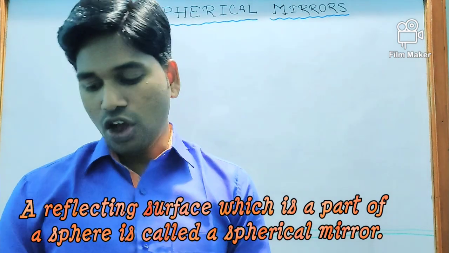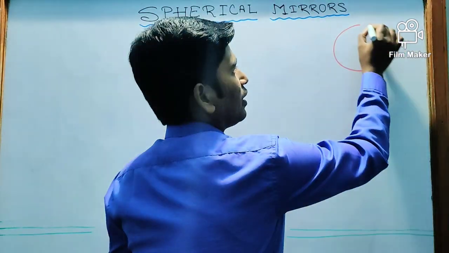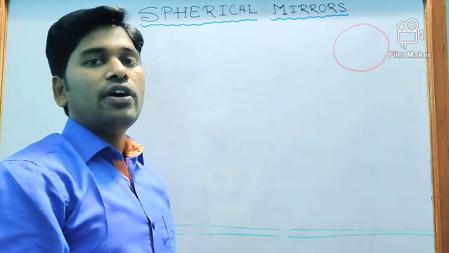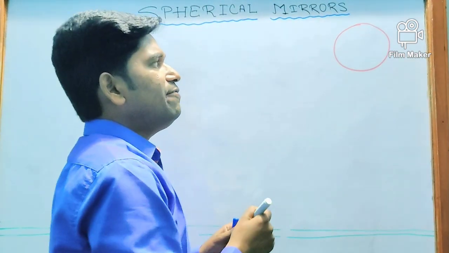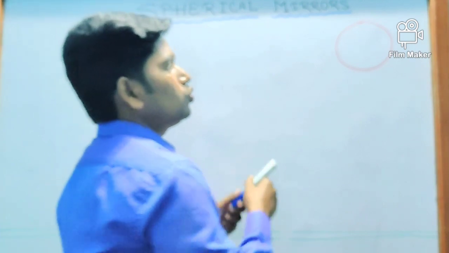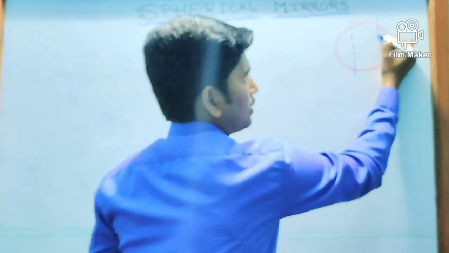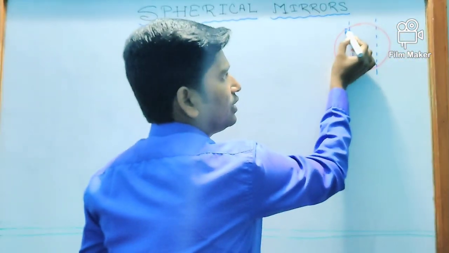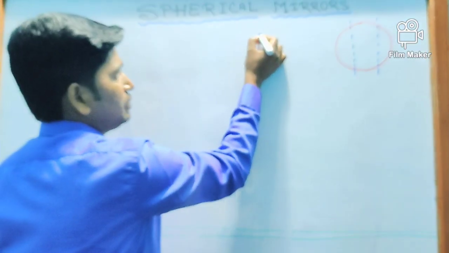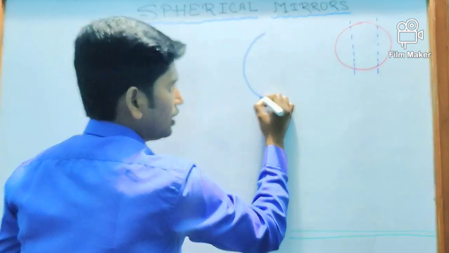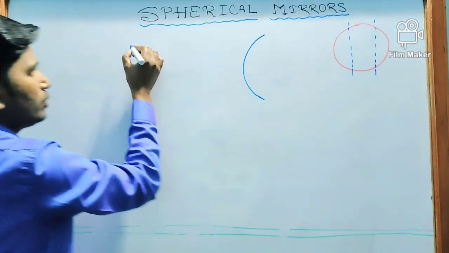Let us see how. Suppose I have a sphere made up of a transparent material, and if we cut it in two parts like this, we will get two parts. The first part I will take out, and that part I am drawing here. The other part I will keep here.